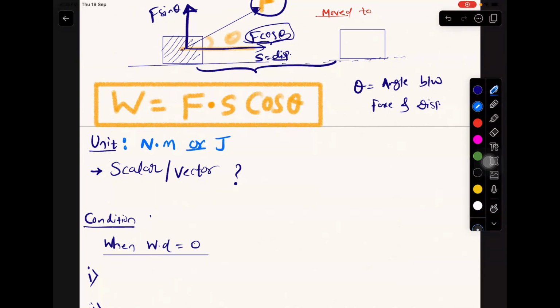The higher units for work done can also be written as kilojoule and megajoule, which are 10 raised to 3 joule and 10 raised to 6 joule. Smaller values are millijoules and microjoules, and you can use the data booklet to convert them.